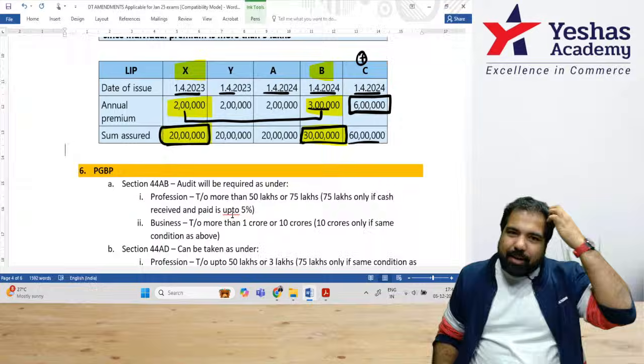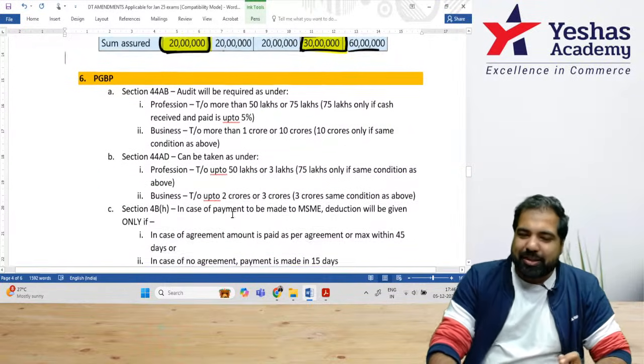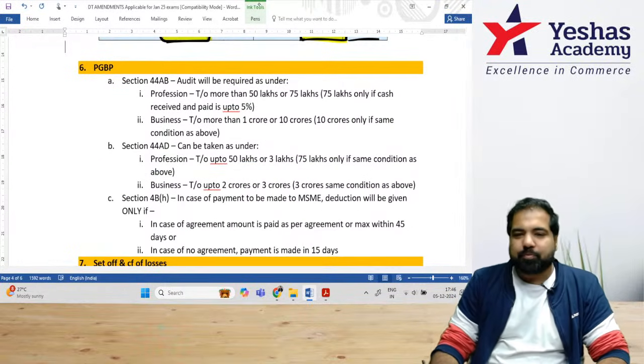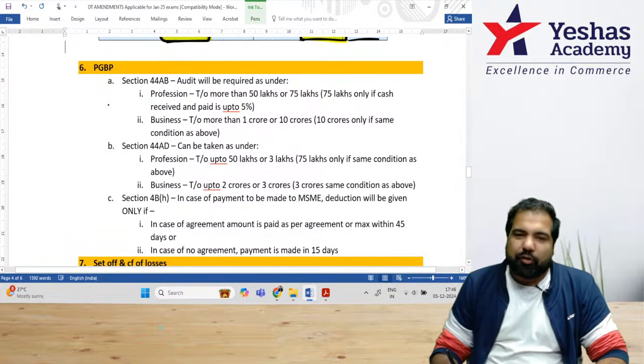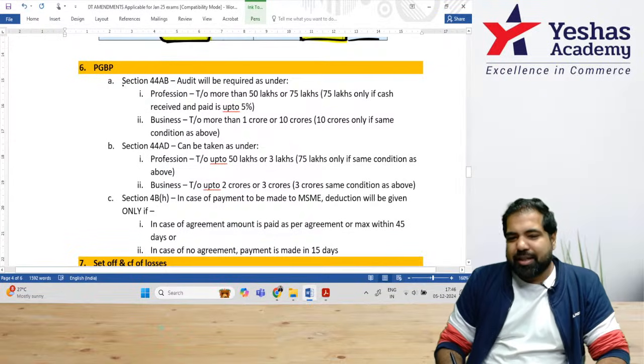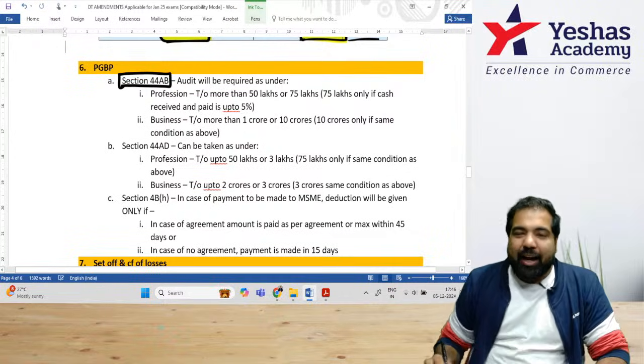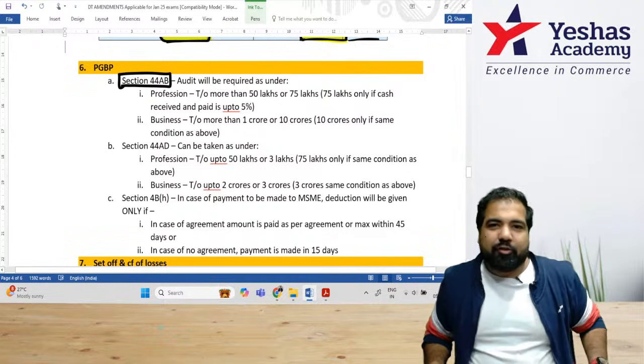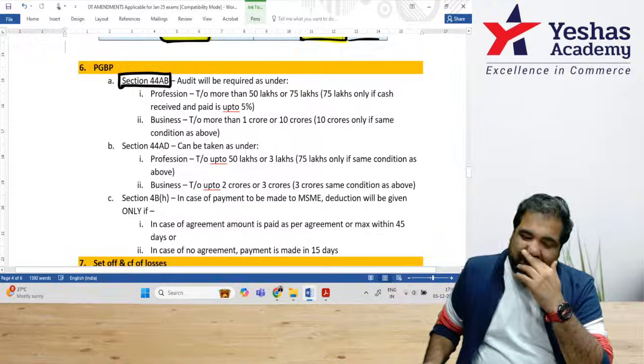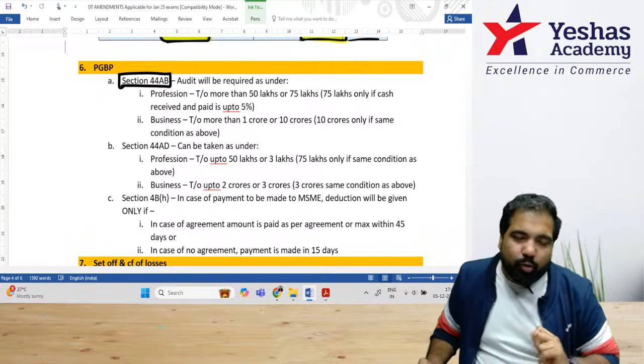All right. It's time to progress, promote ourselves now to PGBP, which is chapter number 6. In PGBP, just want to refresh your memory. There is a section which says 44AB. Are you aiming to be a big person in life? Then be prepared to go for audit. You will at the end of the year have to go to a CA who will audit you.